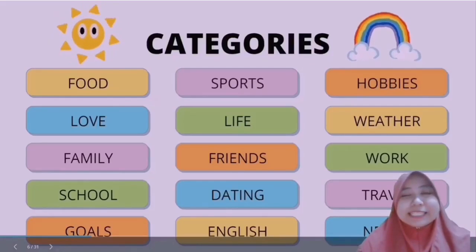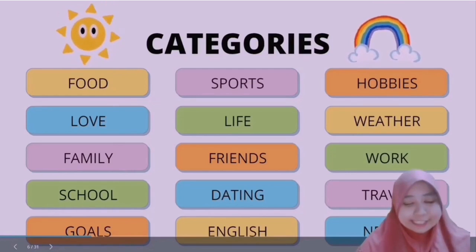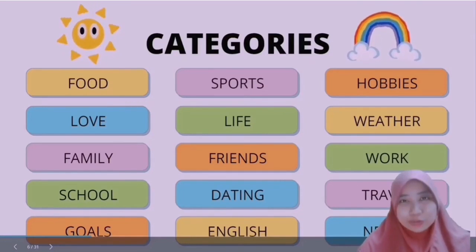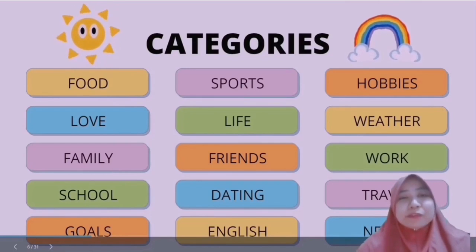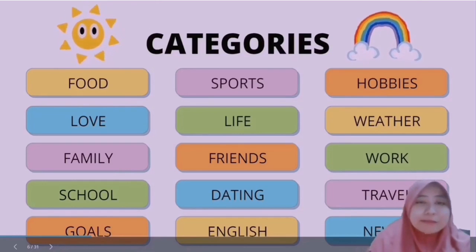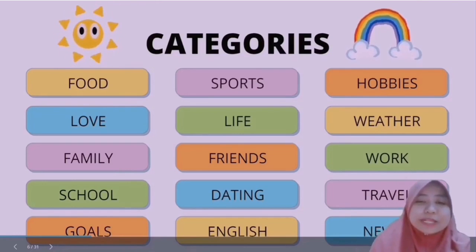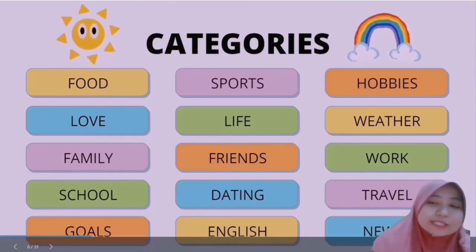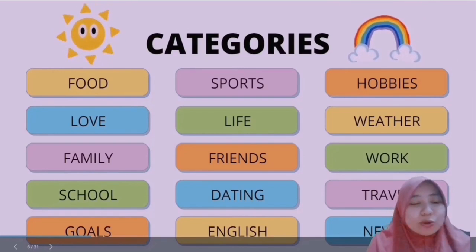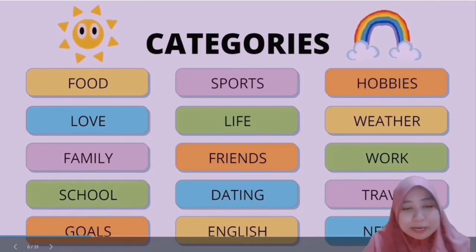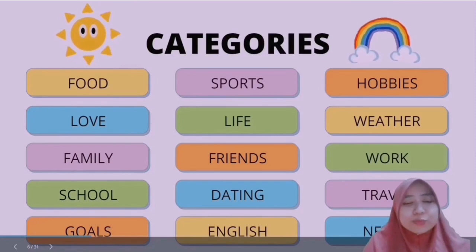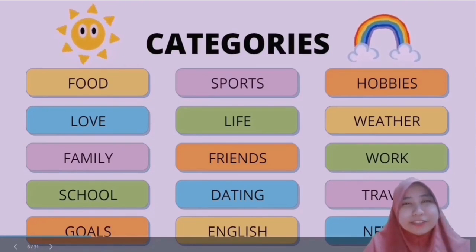This is the first step. You need to write a page for your categories. Here is the list of 15 suggested categories that you can write down in your notebook. The categories are food, sports, hobbies, love, life, weather, family, friends, work, school, dating, travel, goals, English, and the news. These categories all make up common topics people talk about in English on a regular basis. So knowing good sentences for each category will improve your ability to communicate with others in English.